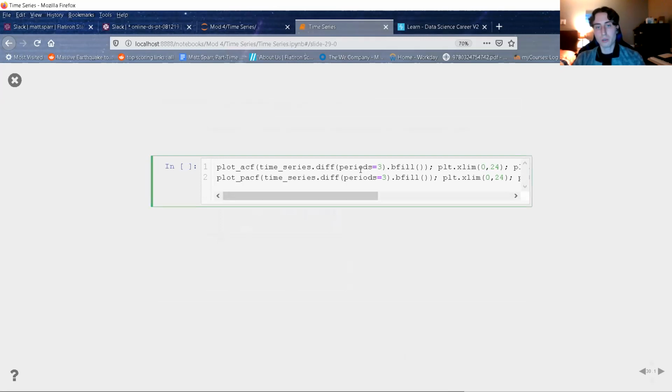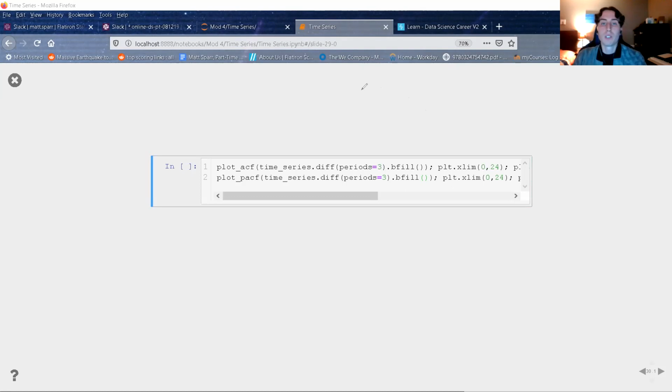So what we can do is take our difference of 3 time series and plug that into our ACF and PACF. So this will remove that lag difference of 3 and let us know what's remaining. So you'll notice I added something here called bfill. So remember what I said, that when we do lag 1, for example, the first value is basically null because we don't have a value before it to difference. It's similar when we have a lag 3.